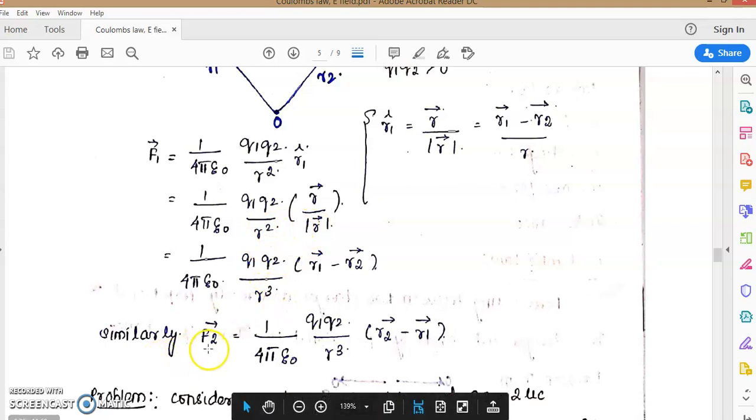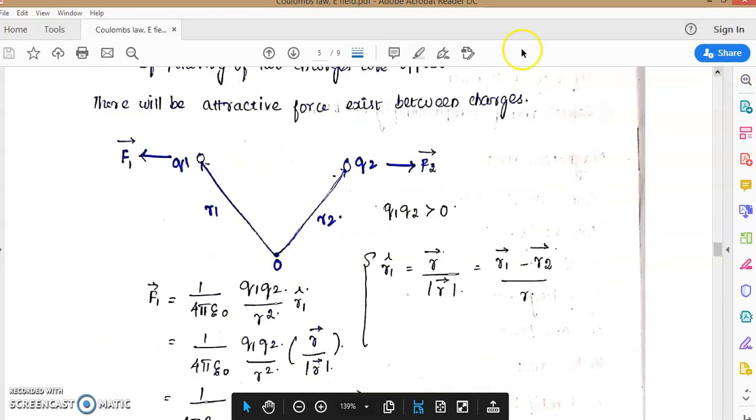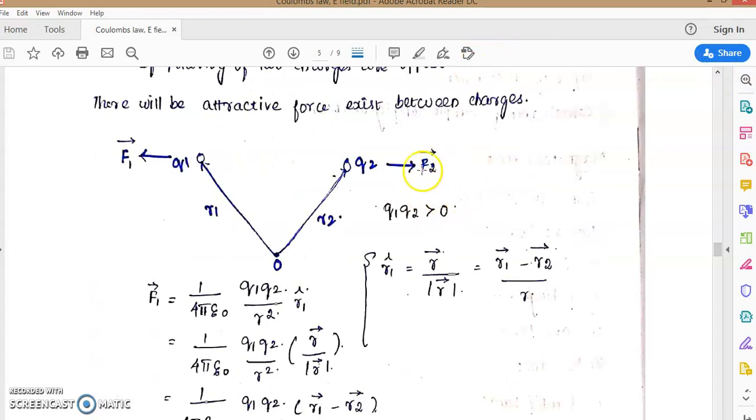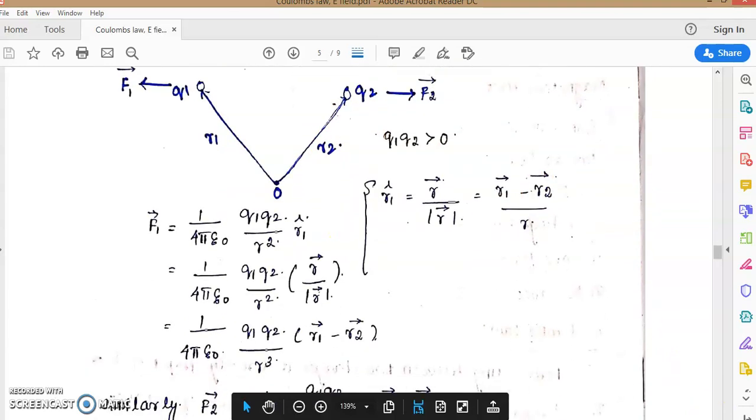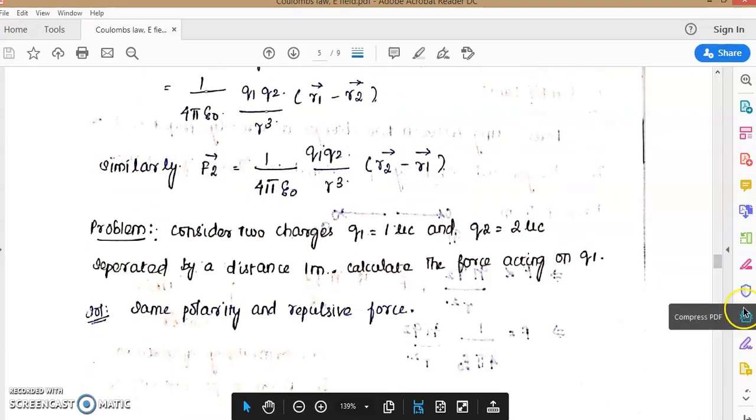So similarly, write the equation for F2. F2 is nothing but 1 by 4 pi epsilon naught, again Q1 Q2 by R cube. Now here R2 minus R1, since we are seeing from this side, isn't it? Since we are seeing from this side, the first distance is R2, so R2 minus R1. Hope you understand the formula.